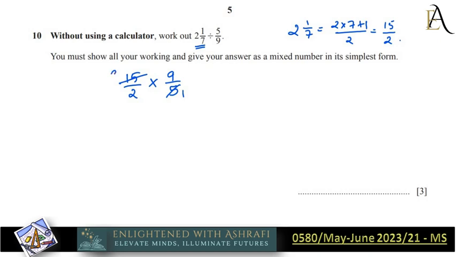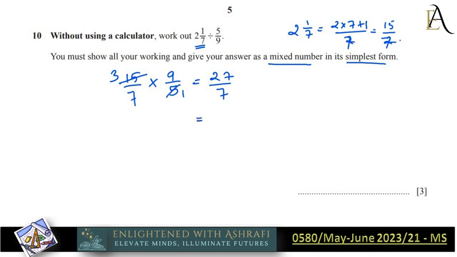1s are, 3s are, 27 upon, sorry, this is 7. Okay, now we have to give the answer as a mixed number in its simplest form. So now this is the simplest, we cannot move ahead.